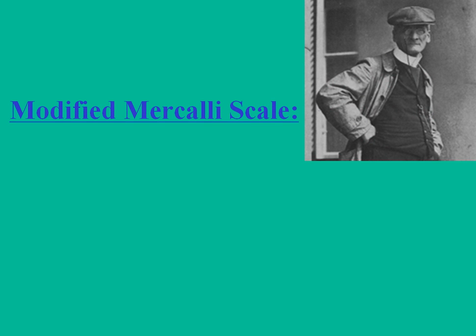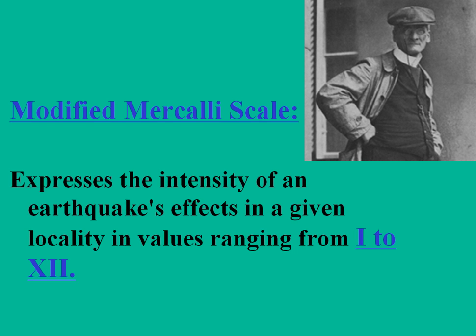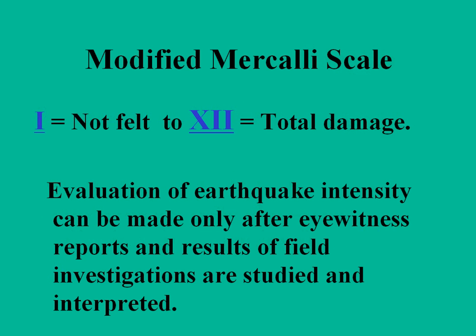This dashing man right here is actually Mercalli, and he also came up with a scale, and he called it the modified Mercalli scale. And it expresses the intensity of an earthquake's effect on a given locality. So here it's not necessarily looking at the magnitude, but it's looking at its effect on a given region or a given location. And it's expressed in Roman numerals from 1 to 12. And with this, 1 is not felt at all, and a 12 would be total damage.